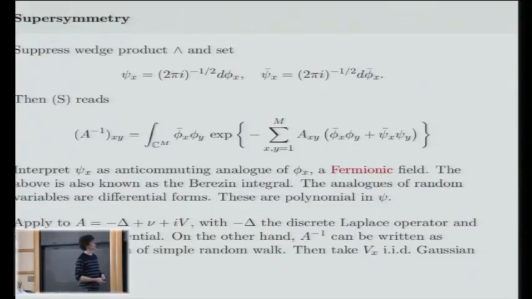A different way to see this is to define this symbol psi of x as the differential d phi x, up to a normalization factor. And then you can write the same formula on the previous slide as this. And this field psi has an interpretation of being an anti-commuting analog of the field phi, a fermionic field, if you like. You look skeptical.